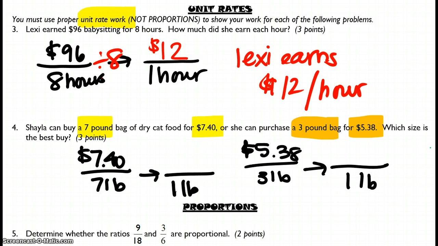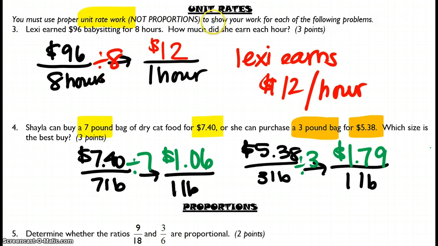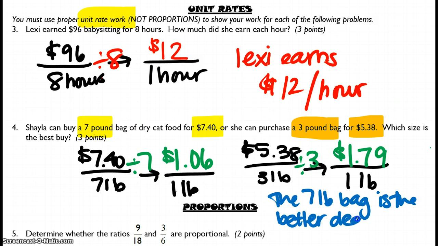And to do that, I divide the numerator and the denominator by the denominator. So I got to divide by 7, divide by 3. In this first one, I get $1.06 if I round, per pound. And for the 3-pound bag, I get $1.79. So my answer to this, and the way I want you to write this, is the 7-pound bag is the better deal. And it's the better deal because it costs less per pound.